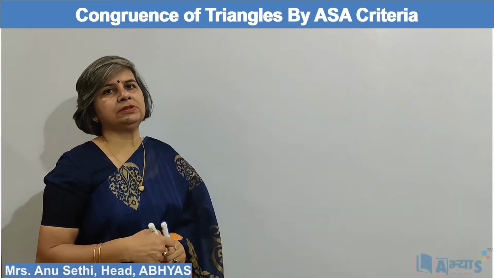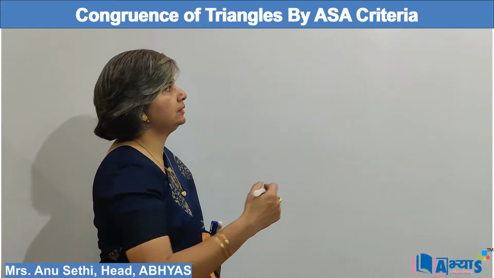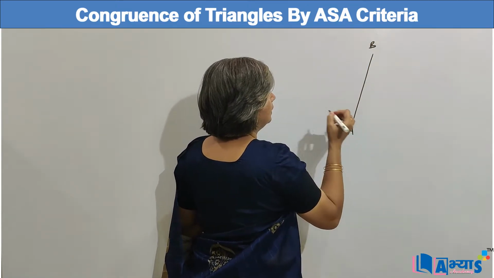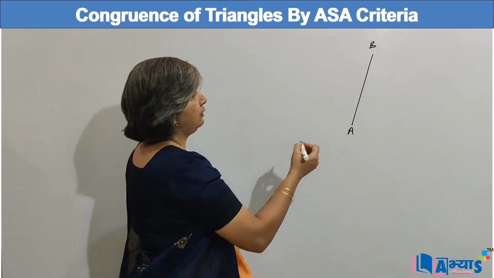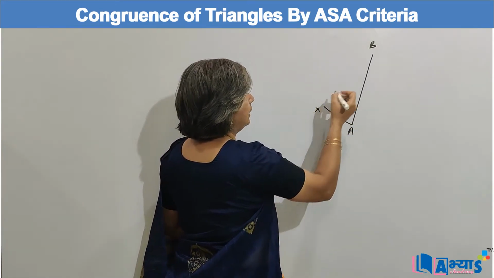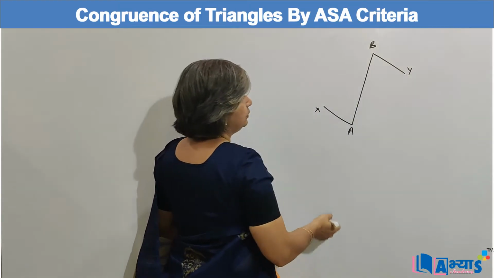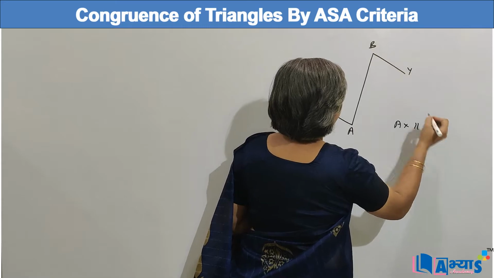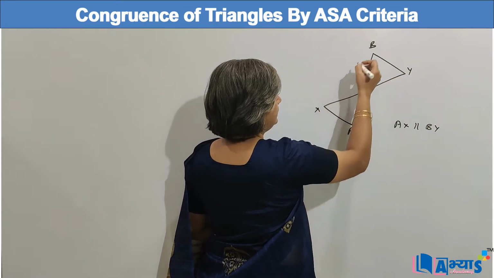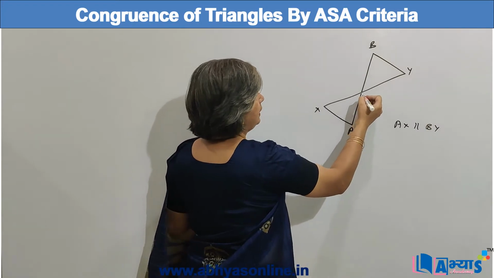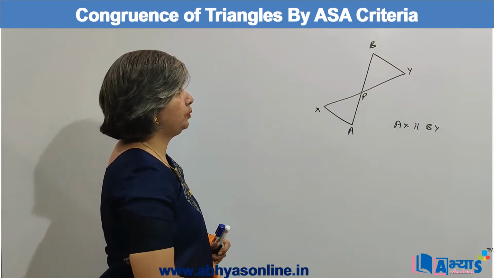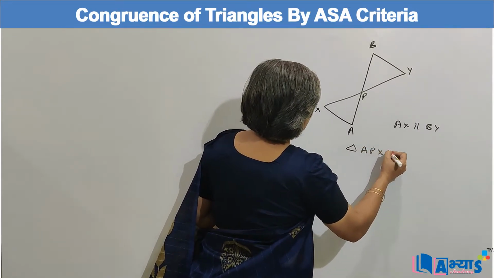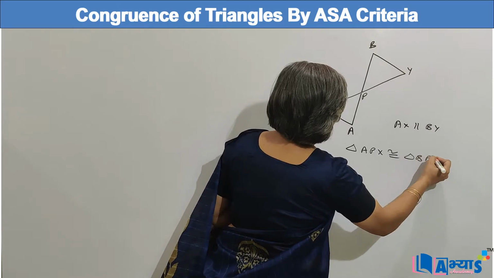Now let us apply the concept of ASA criteria. Let us suppose we are given a straight line AB, and we have AX and BY, two straight lines such that AX is parallel to BY, and let XY and AB intersect at P. So we have to prove that triangle APX is congruent to triangle BPY.